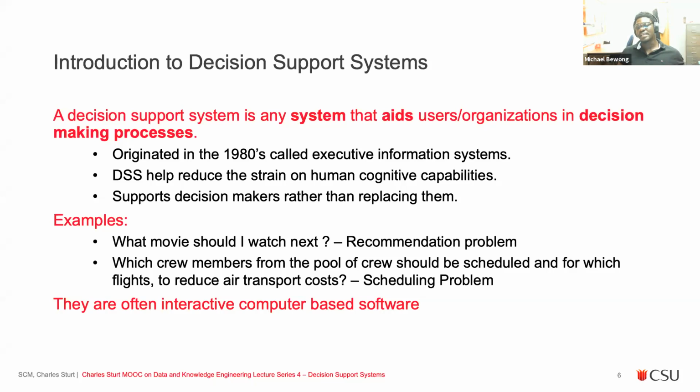Now, decision support systems can really help us make decisions. It could be simple decisions, for example, what movie we should watch, to decisions that have an impact, like which crew members we should use for a particular flight, okay? In technical terms, the first problem, about what movie you should watch, we generally refer to as a recommendation problem. In data mining, some of the solutions to this are generally referred to as recommendation systems, and they rely on two main types.